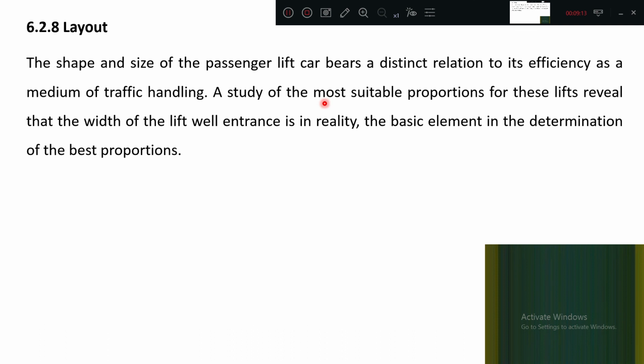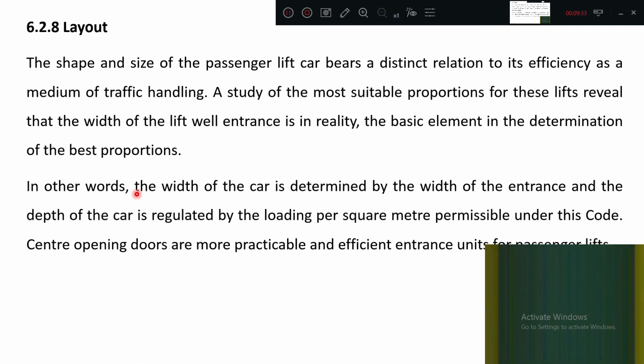A study of the most suitable proportions for these lifts reveals that the width of the lift well entrance is in reality the basic element in determining the best proportion. The width of the lift well entrance is a very, very important parameter. In other words, the width of the car is determined by the width of the entrance, obviously, so the width of the car is generally less than the entrance width. The depth of the car is regulated by the permissible loading per square meter. How much area is there, so the total loading coming on that area.